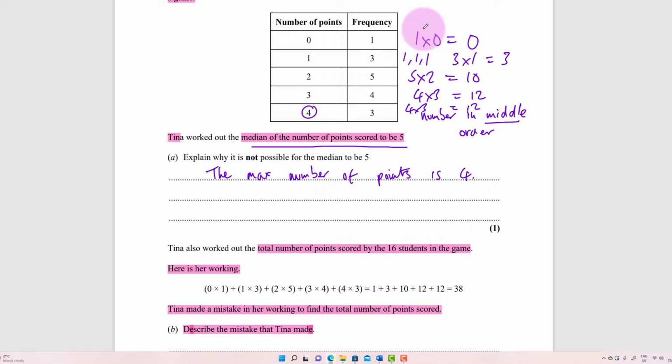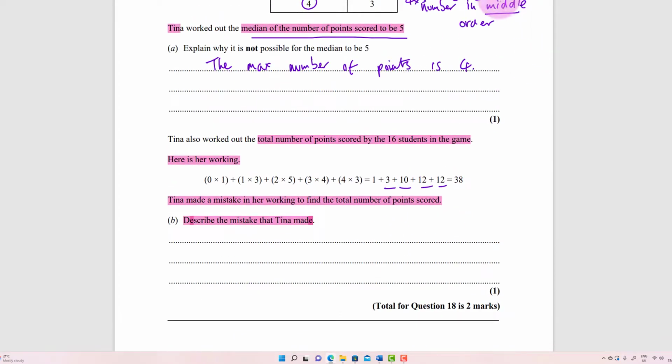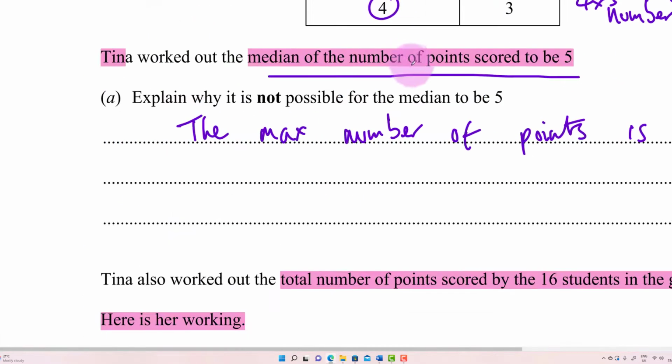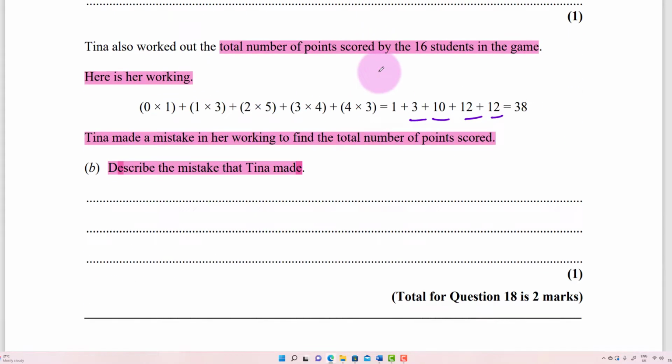Now let's look at her working out. She's got our 3, 10, 12 and 12. And we just need to zoom in on this. But spot the error. The error is here, because 0 times 1 is 0. And that's all you need to write. So 0 times 1 equals 0, not 1. That would be a perfect answer.